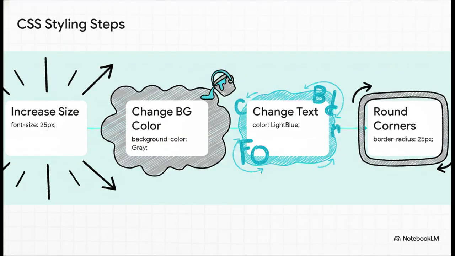Let's watch this transformation happen step by step. First, font size 25 pixels. We're just making the text bigger, more readable. Next, background color, gray. Let's change the whole button's color. Then, color, light blue to make the text pop. And finally, my favorite, border radius 25 pixels. This is the one that shaves off those sharp corners and gives us that nice, modern, rounded look. Just like that, our button looks a million times better.